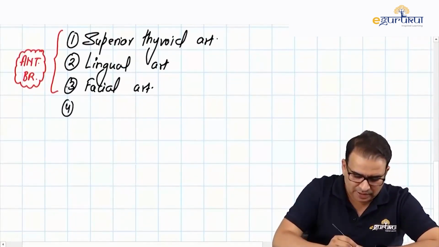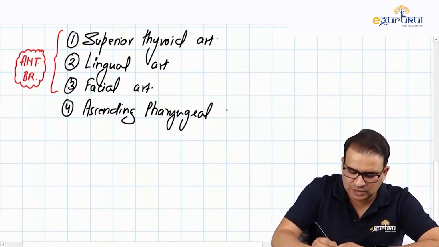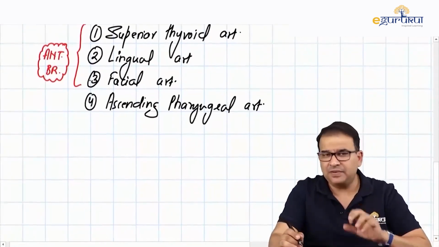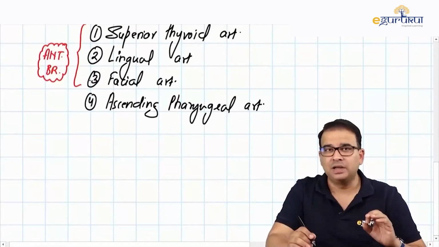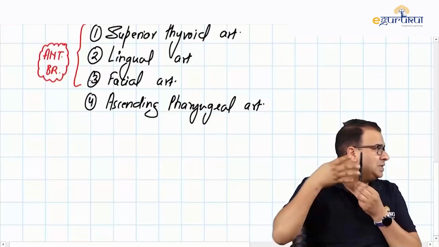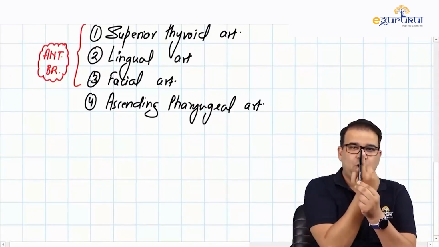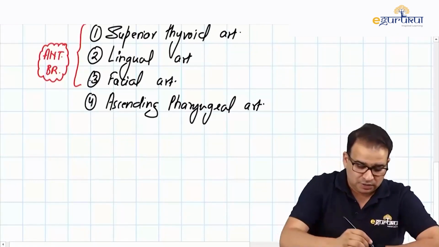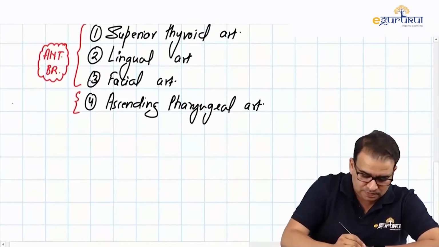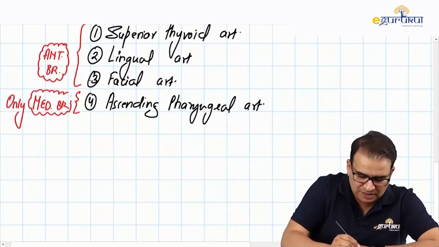The fourth artery I'm writing here is called the ascending pharyngeal artery. We just saw the meningeal branches of ascending pharyngeal. Ascending pharyngeal artery is the only branch of external carotid which is present on the medial side. Now imagine if this is the external carotid artery for my right side, you can see the anterior branches, you can see the posterior branches, but you cannot see the branch which is on the medial side. So it is the only medial branch of external carotid. There's no other branch on the medial side.